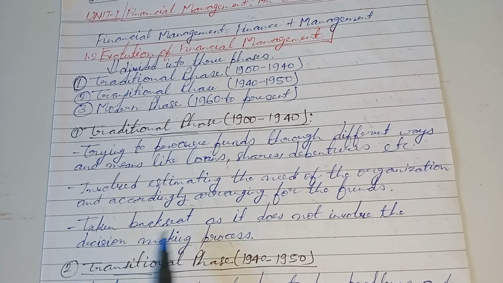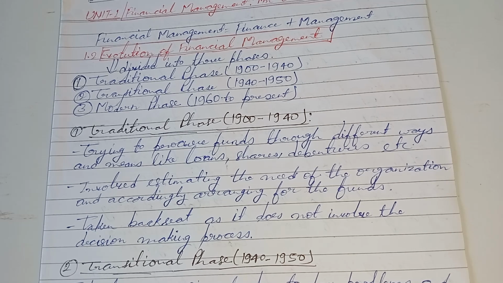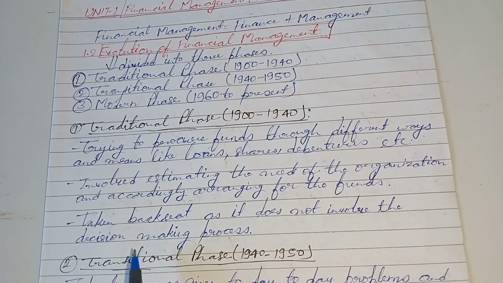So here the needs of finance for the organization are estimated, and then those needs are fulfilled by arranging the funds. This traditional phase has taken a backseat as it does not involve the decision making process. The reason it has taken the backseat is that it does not involve decision making.